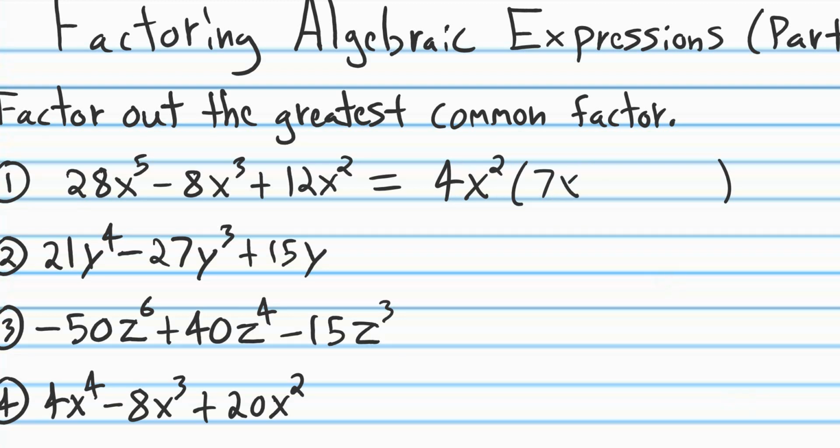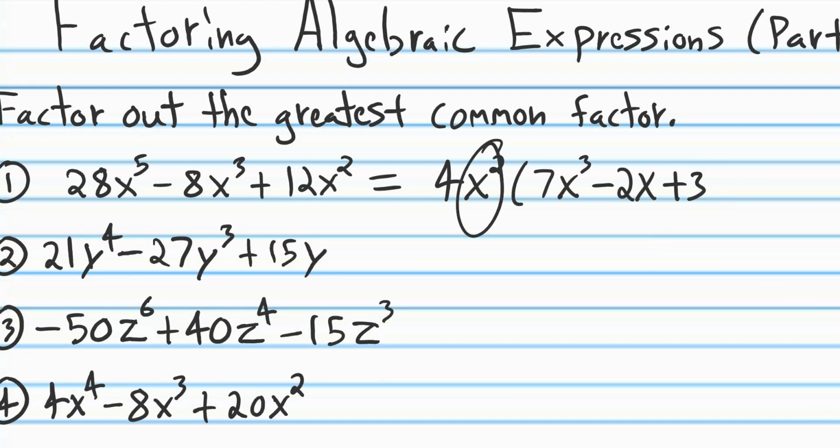If you said x to the 3rd power, you're correct. Because if you multiply these two, you get x to the 5th power. Remember, when you multiply power expressions, you add the powers. So now we ask 4 times what is equal to negative 8? And the answer is obviously negative 2. So again, we're dividing, we're going backwards. Now, x to the second power times x to the what power equals x to the 3rd power? And if you said x, you're correct. 4 times what equals 12? That would be 4 times 3.